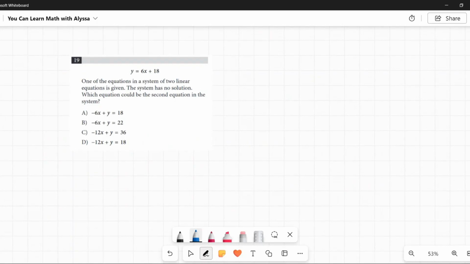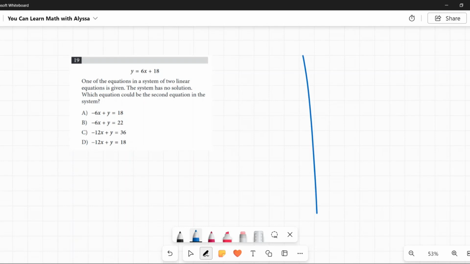Number 19, y equals 6x plus 18. One of the equations in a system of two linear equations is given. The system has no solution. Which equation could be the second equation in the system?